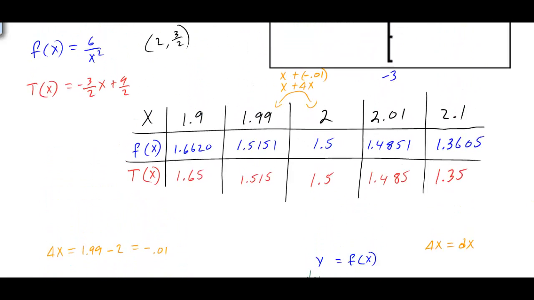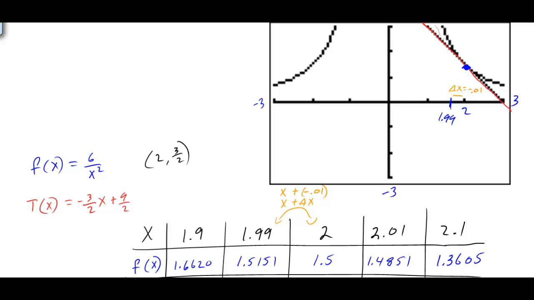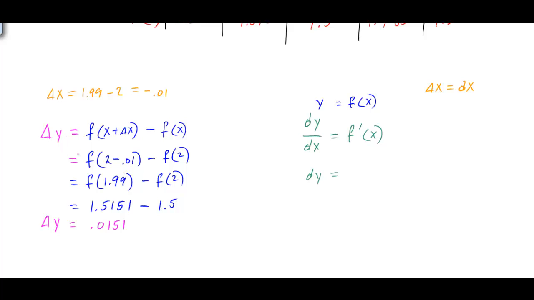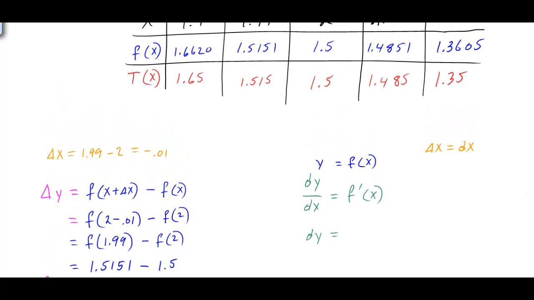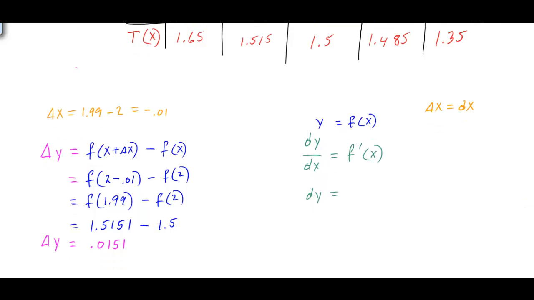So now we want to calculate what is the change in our y value. Well, the change in our y value is going to be our function f evaluated at x plus delta x, so that's x plus the change in x, minus f of x. For us, that would be f of 2 minus 0.01, minus f of 2. If we plug f of 1.99 and f of 2 into the function from our table up here, we get 1.5151 minus 1.5. And if we subtract, that tells us that our delta y, the change in our y value, is 0.0151.